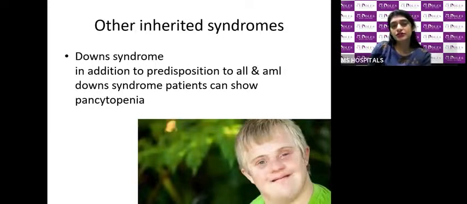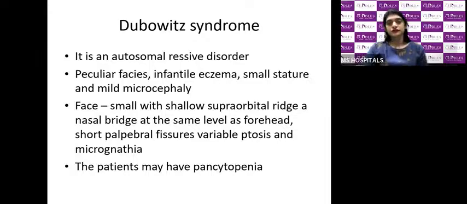So Down syndrome, in addition to predisposition to ALL and AML, like I discussed before, Down syndrome patients can show pancytopenia. It need not be a leukemic transformation, but there could be a hypocellular marrow or an aplastic kind of picture. And so we need to do regular checks, at least of the CBCs, to look at the counts.